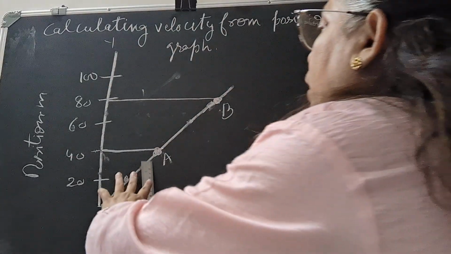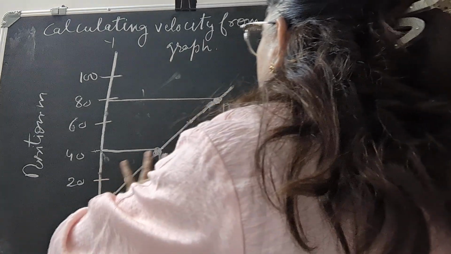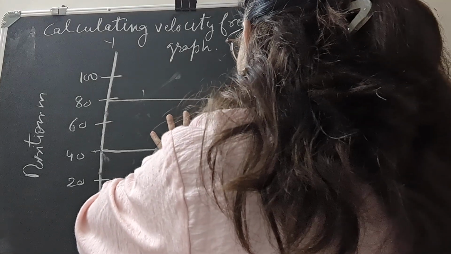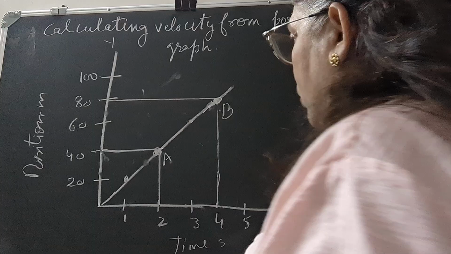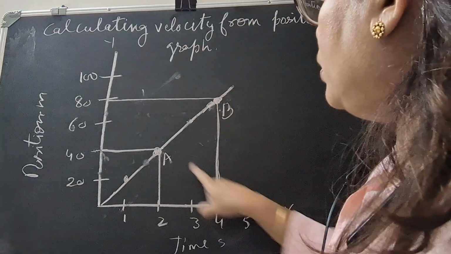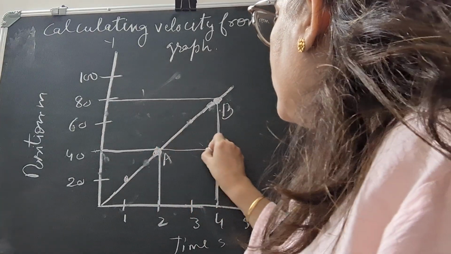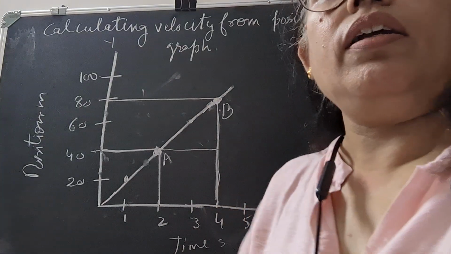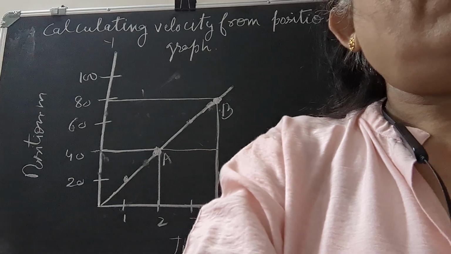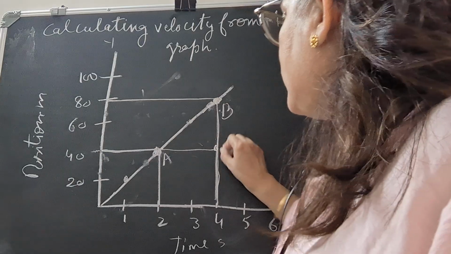Again, draw a line parallel to the y-axis from position A. We have two positions. Now extend this parallel line here. Now we got this triangle A, B and C. Let's mark this point as C.